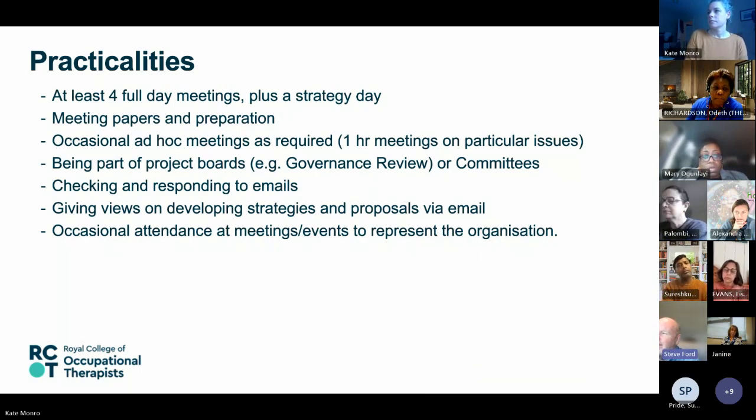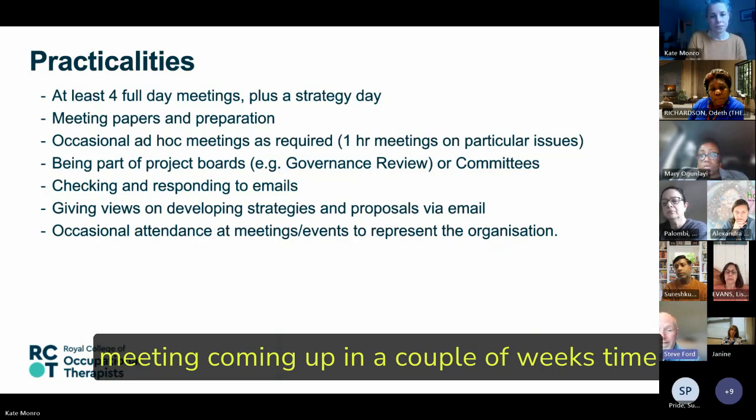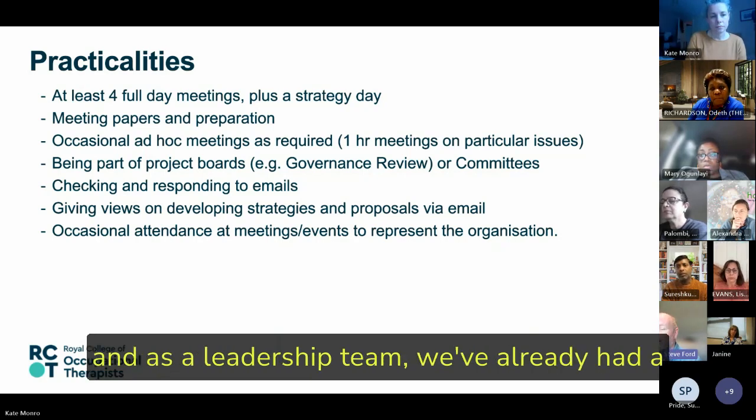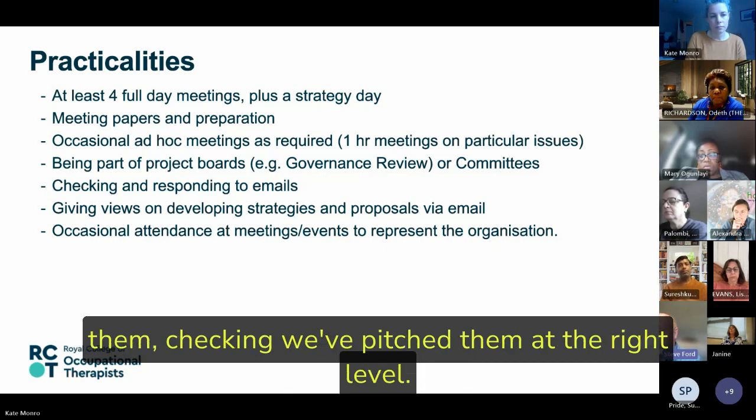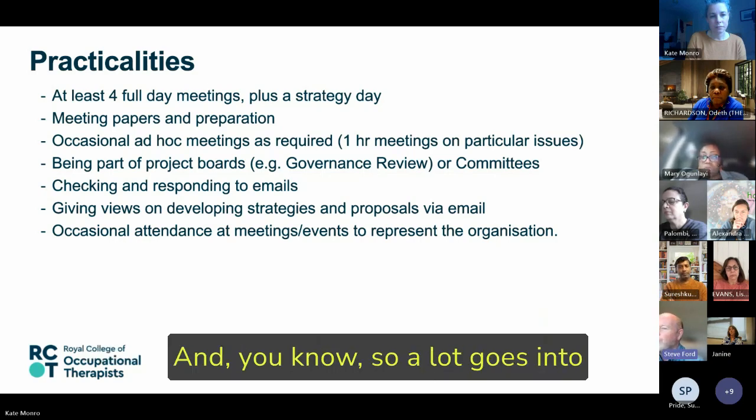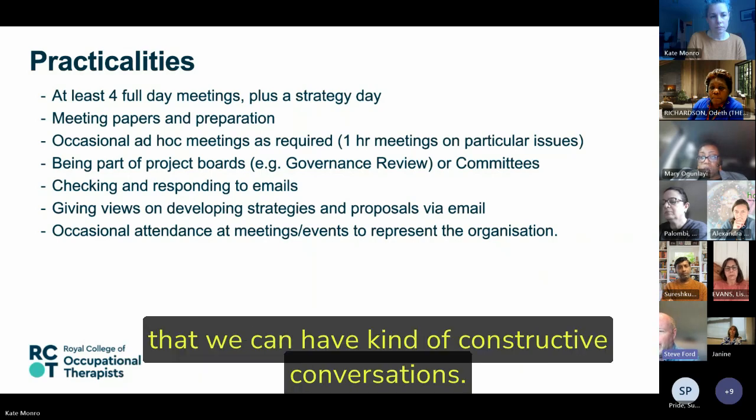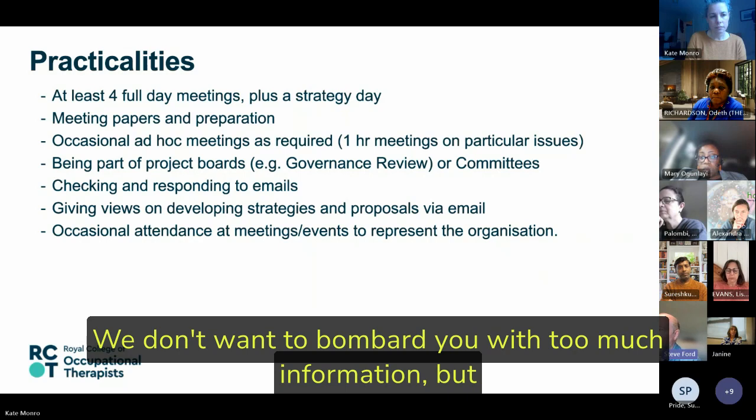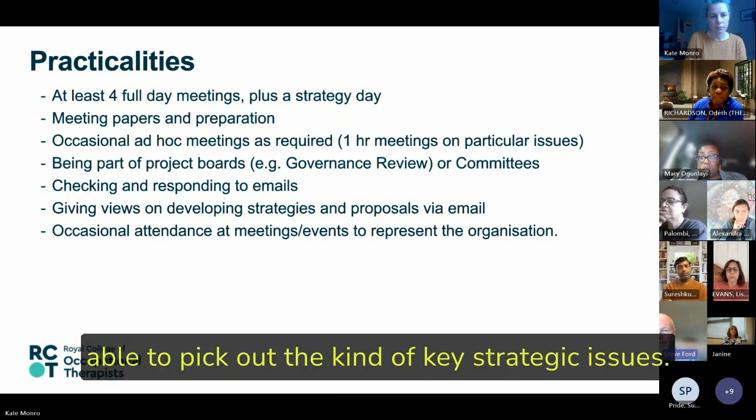Don't underestimate the meeting papers and preparation. There is a lot. We've got a meeting coming up in a couple of weeks' time, and as a leadership team, we've already had a couple of meetings putting the papers together, going through them, checking we pitch them at the right level. A lot goes into developing all of this so that we can have constructive conversations. We don't want to bombard you with too much information, but we want to make sure that you're well informed to be able to pick out the key strategic issues.